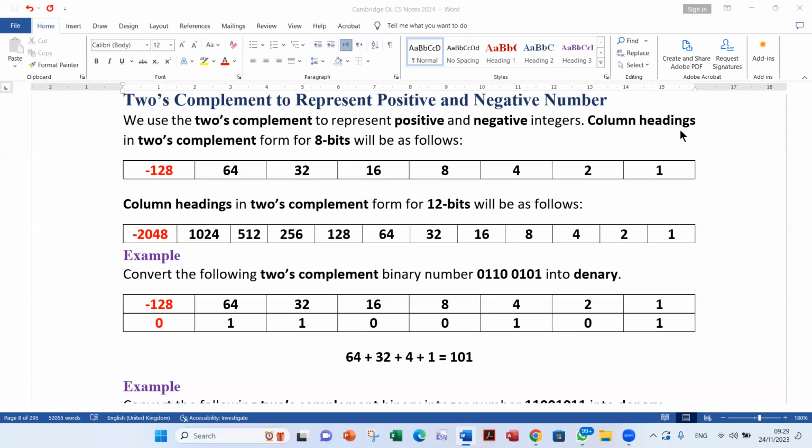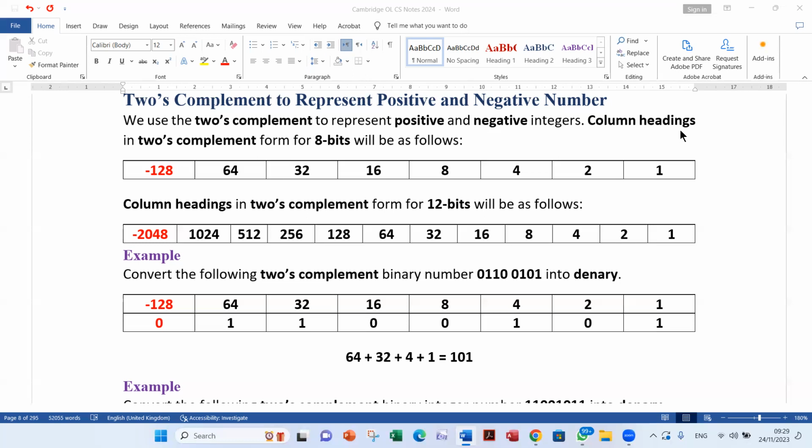Starting from the right, it will be 1, 2, 4, 8, 16, 32, 64. The new thing: the column on the far left, instead of being 128, will be negative 128. This is for 8 bits. If you have 12 bits, column headings will be 1, 2, 4, 8, 16, 32, 64, 128, and so on, 256, 512, 1024. And the column heading on the far left will be negative 2048 instead of being 2048.